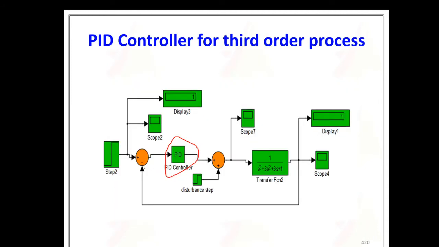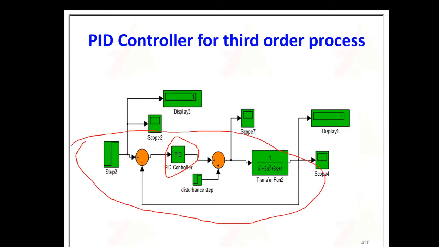You can see here, this is the step input and this is the closed loop. This is the PID, and a disturbance is given here, or otherwise you can directly give the controller output to the plant. The output of the plant is fed back to the input. Here the error is generated. This is the set point. This is the process variable, PV. This is the error. The error is given as the input to the PID controller.